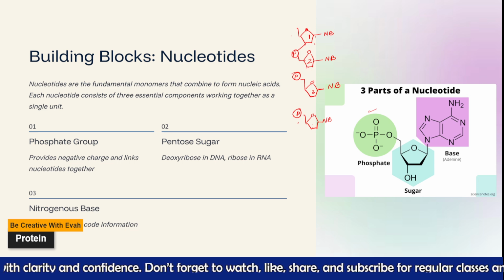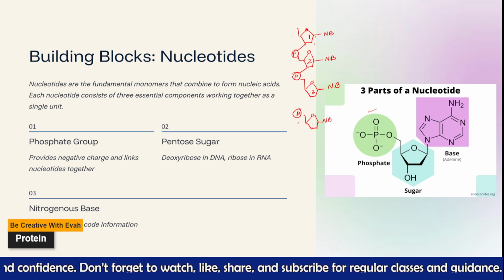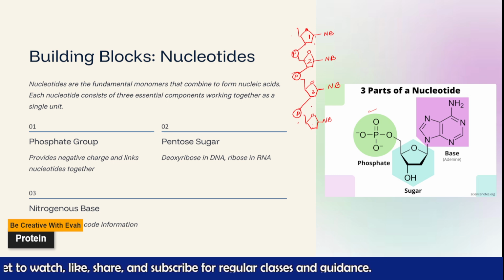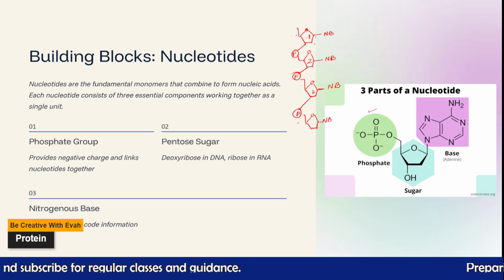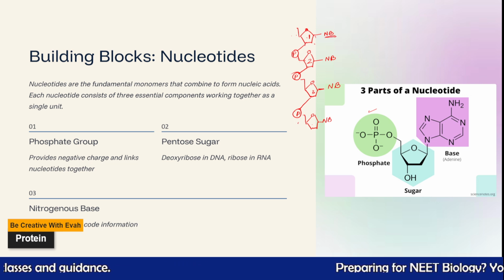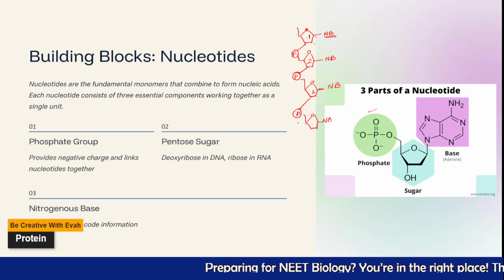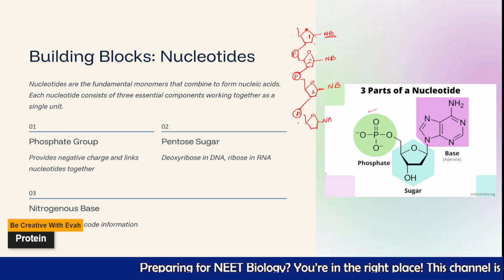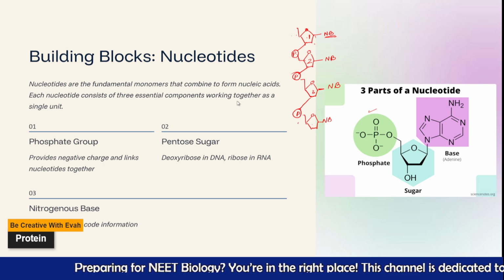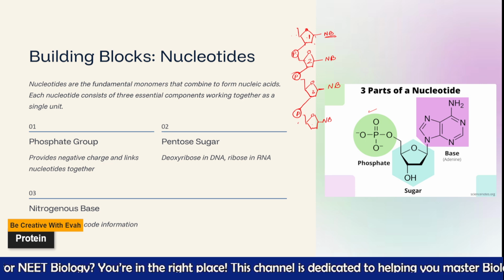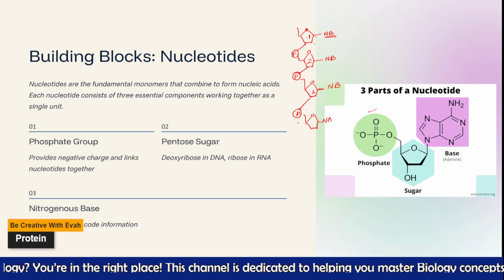Similarly, here also, the third carbon atom's OH group is attached to the phosphate group, and then next, like this it will go. On the first carbon atom, the nitrogenous base is attached, and the third carbon atom connects to the phosphate group of the next one. Like that, the polynucleotide chain will be formed in the case of nucleic acids. Remember the difference between nucleotides, nucleic acids and nucleosides.